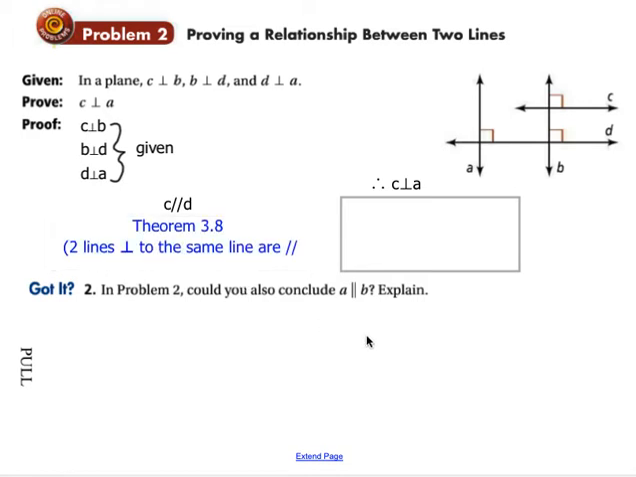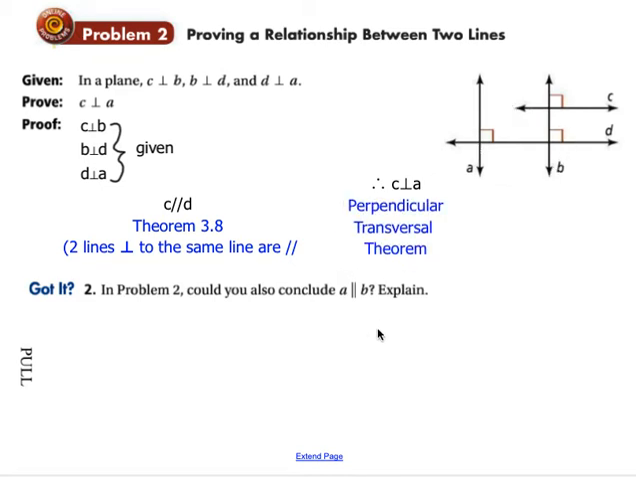So our next step would be that C is parallel to D. C and D must be parallel because they are both perpendicular to the same line. And then we can conclude that C is then perpendicular to A because of the perpendicular transversal theorem from the last page.